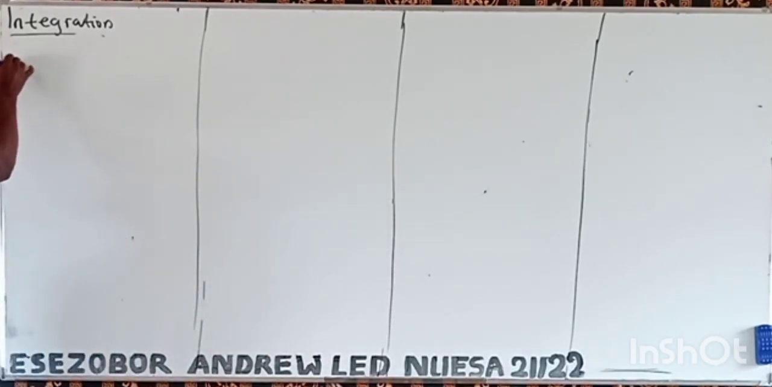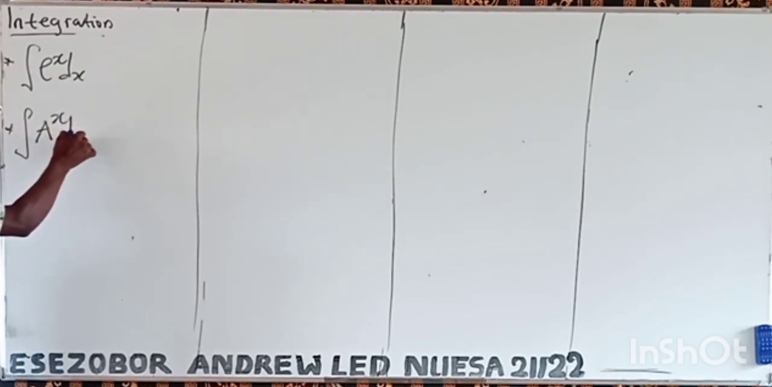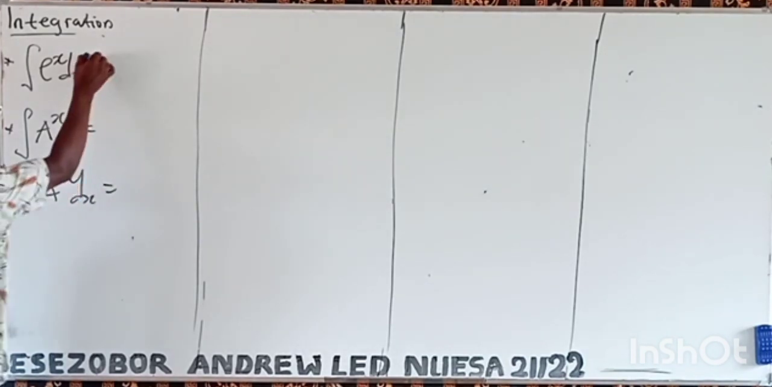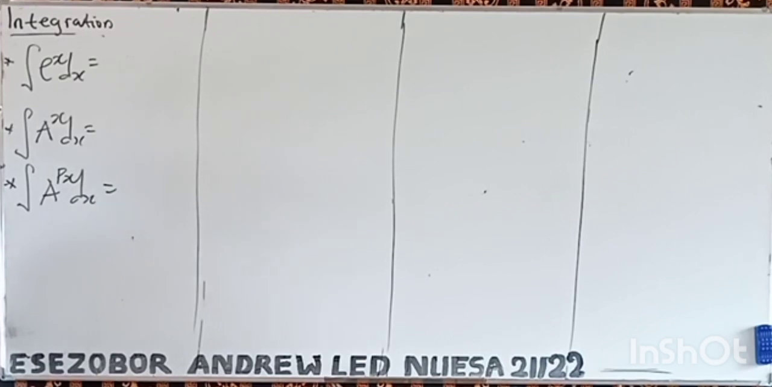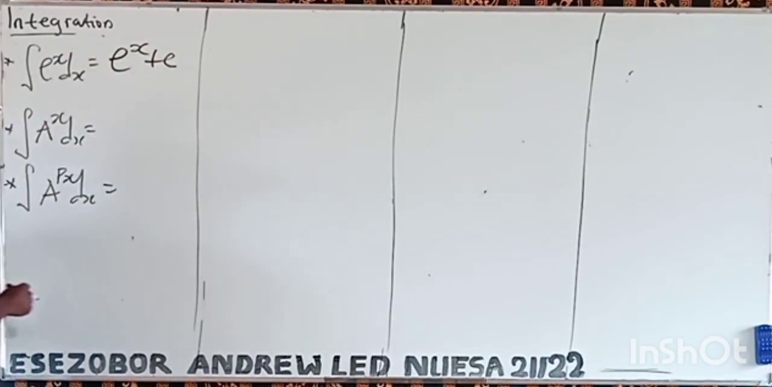Now, we have exponential function of this: e raised to power x dx. You have exponential function of this: a raised to power x dx. You have exponential function of this: a raised to power px dx. So what will be their respective answers? So these are the 3 exponential functions we are going to have in this class. So if e is the base, the answer will still be e to the x plus c.